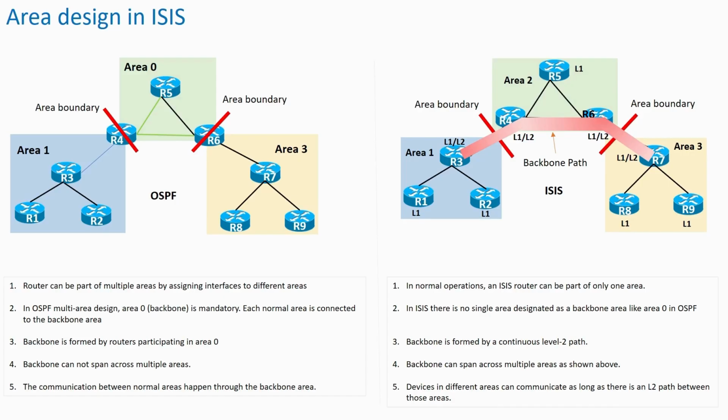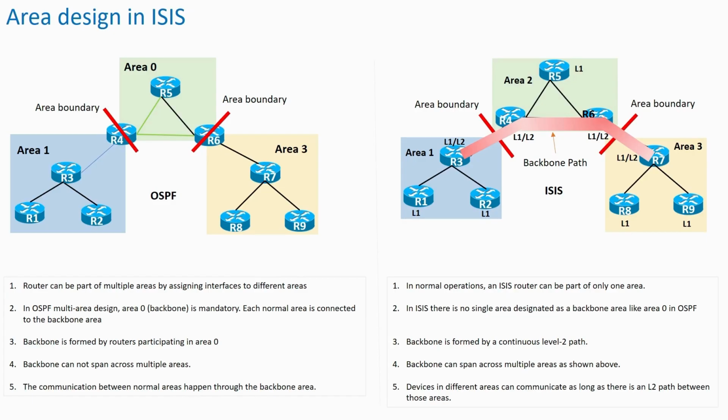Each normal area is connected to the backbone area. But in case of ISIS, there is no single area designated as a backbone area like area 0 in OSPF. In OSPF, backbone is formed by the routers participating in area 0. In case of OSPF topology here, router R4, R5, and R6 form the backbone area 0 because they are participating in area 0. In case of ISIS, the backbone is formed by a continuous level 2 path.